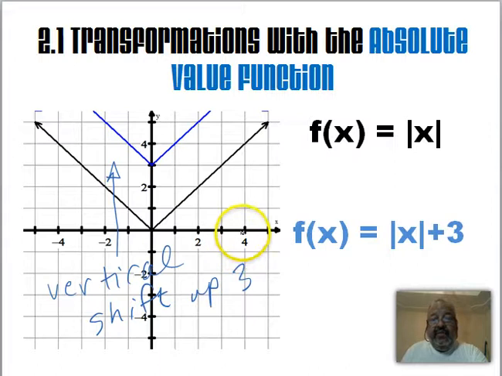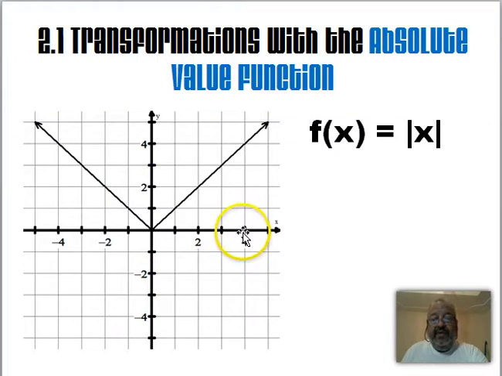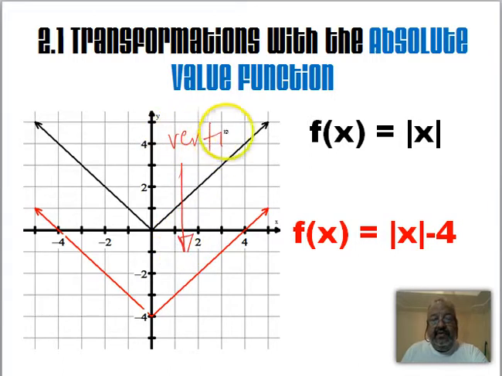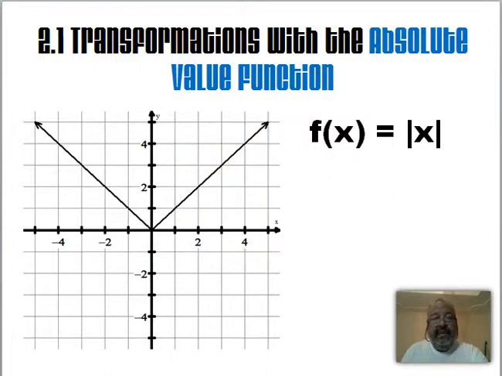Now instead of adding, what if we take the absolute value and subtract something? This is still on the outside of the absolute value sign. Well, if the other one went up with a plus, I think it's going to go down this time, down 4 units. And there it is. It's a vertical shift down. Now we're always going to start with the V-shaped absolute value.